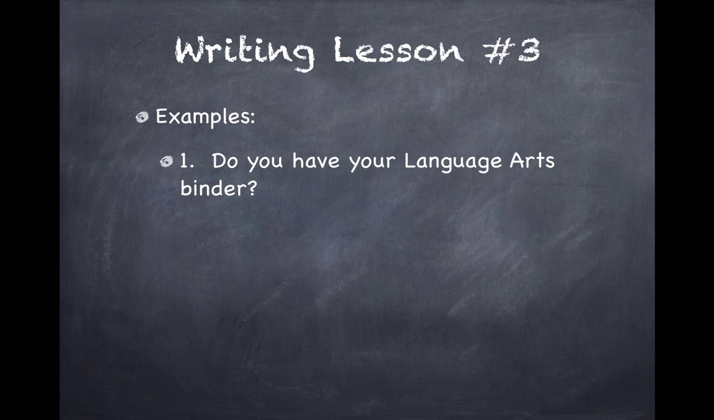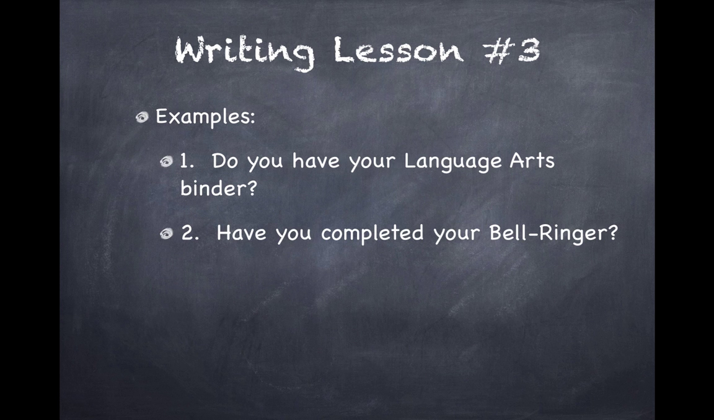So for example, do you have your language arts binder? Do is a helping verb, you is your subject, and then have is the other part of the verb. So you see it's inverted. You don't have subject and then verb, you have the subject interrupting the verb phrase do have. The second one, have you completed your bell ringer? Again, have is a helping verb, you is our subject, and completed is our main verb. So again, we have helping verb, subject, and then main verb, again for that inverted word order.